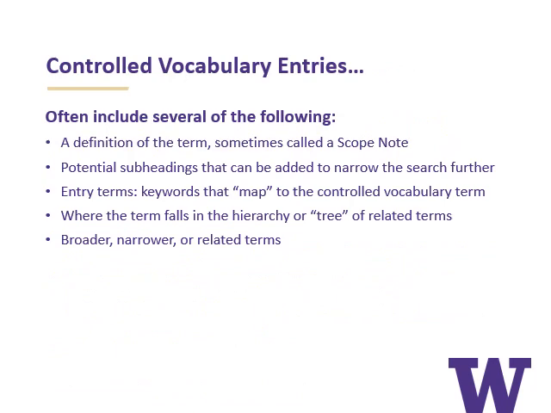Controlled vocabulary entries often include several of the following. A definition of the term, sometimes called a scope note. Potential subheadings that can be added to narrow the search further. Entry terms, which are keywords that map to the controlled vocabulary term. Where the term falls in the hierarchy or tree of related terms. And broader, narrower, or other related terms.